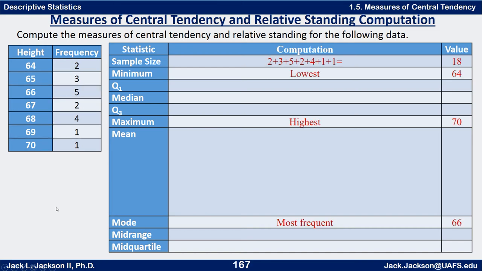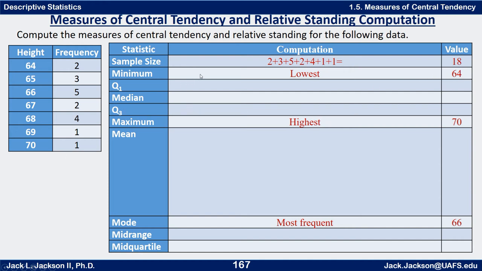Well, the minimum is the lowest one, which is clearly 64. The highest is clearly the biggest one, the maximum, which is 70. The one that's most frequent is whichever one of the frequencies is biggest, 5. It's not the frequency, though. It's the x value, which is our height in this case, which is 66. And if we add all the frequencies up, we get the sample size of 18.